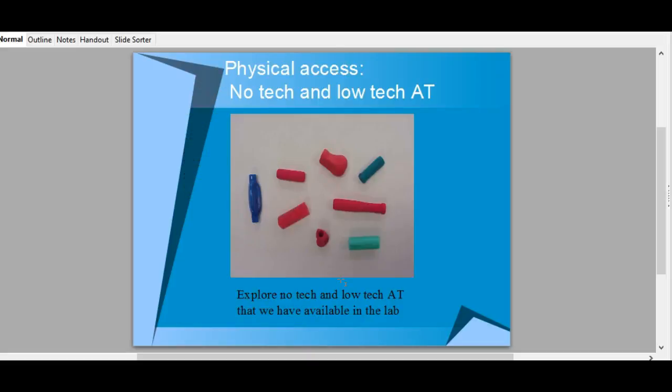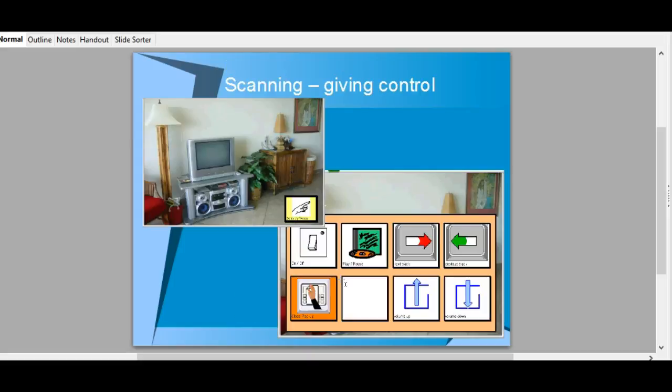Super easy idea is to use pencil grips. These are no-tech or low-tech assistive technologies. These are just super easy, simple grips. You can buy them in a dollar store. You put them on pencils so that it helps students to hold a pencil.